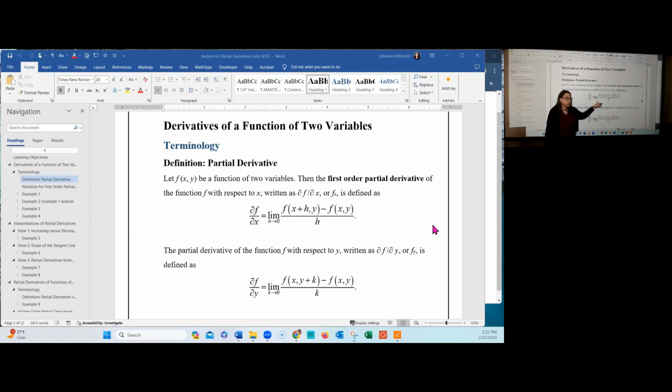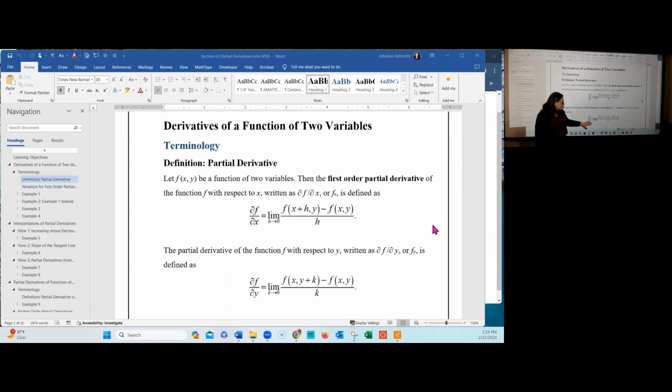Notice that in the definition for the partial with respect to x, we have the limit as h goes to 0 again of f of x plus h, comma y. The y value is not changing, minus f of x, y. Note that y is the same in both terms. However, x is scooting over just a little bit, a value of h over, and then you're dividing by h.